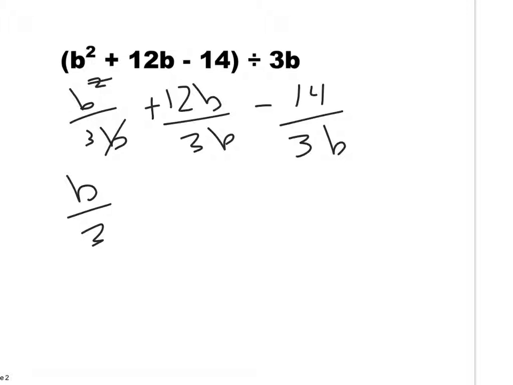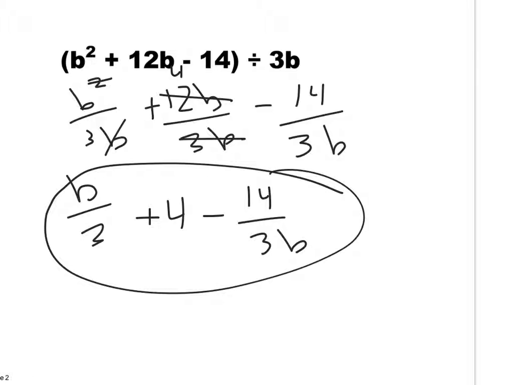Then 3b and 12b. I can take 3b out of 12b, and I'm left with 4. And out of this, I can't do anything. So here's my answer: b over 3 plus 4 minus 14 over 3b.